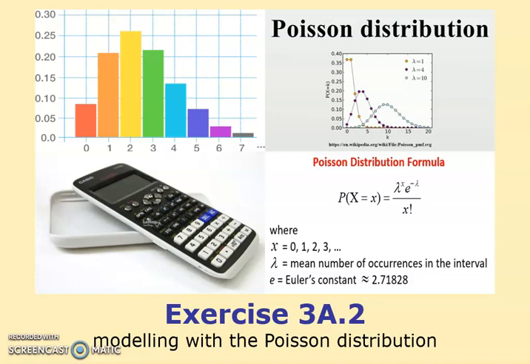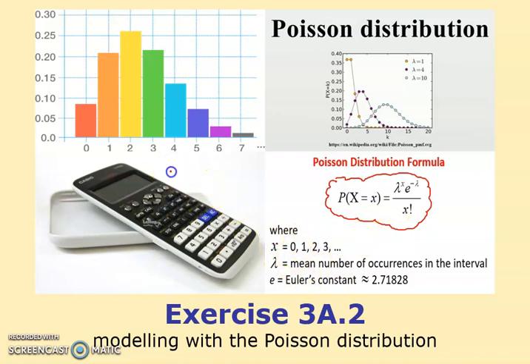Now we've already seen, for instance, this formula in our PowerPoint 3A.1. We saw this formula or a version very similar to it, and that formula basically lets us calculate the Poisson distribution probabilities, probability X equals x, and so on. And we've seen what all these things are before.